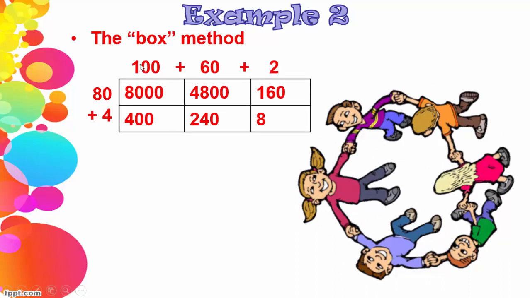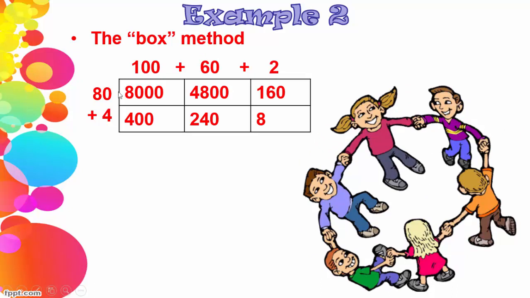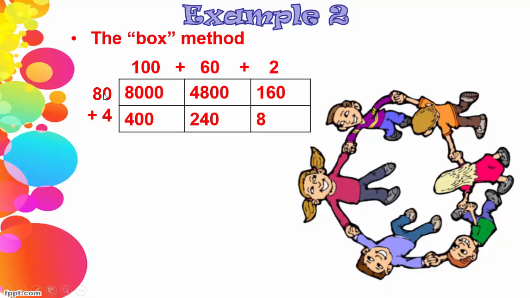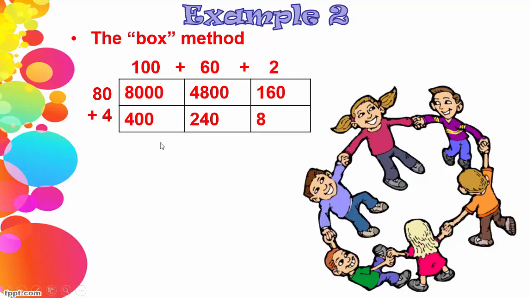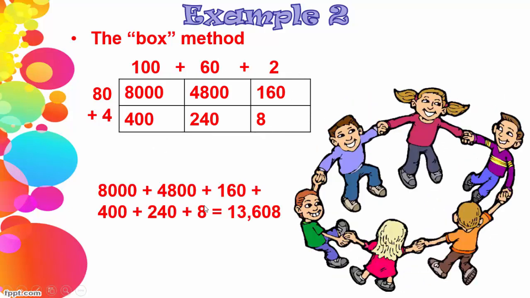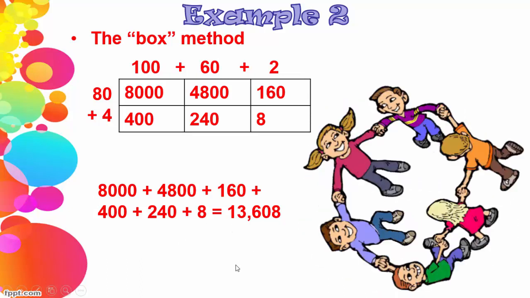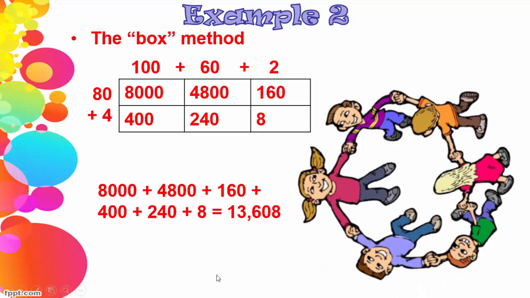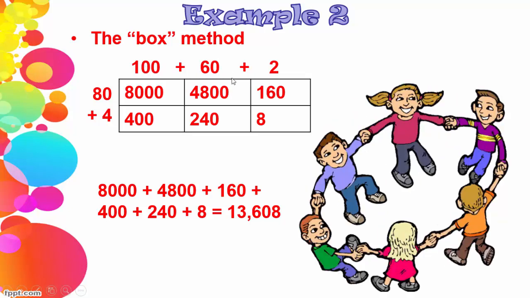So we set up the box, hundreds place, tens, ones, 80 times 100, 80 times 60, 80 times 2, 4 times 100, 4 times 60, 4 times 2, add up what we get, and indeed we get the same answer, 13,608 as our final answer. It doesn't matter which method you use, just so long as you use the idea of the partial products.